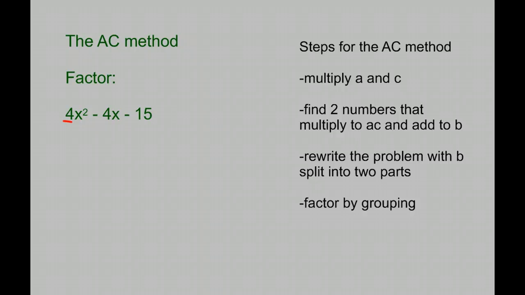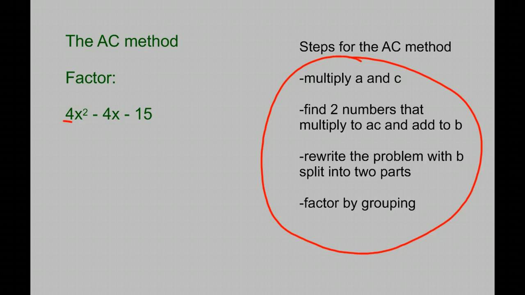How we factor that is we're going to follow these steps over here that are what are called the AC method. It's going to mix together all the different types of factoring we have done. We call it the AC method because you have A, B, and C, just like we talked about at the beginning. And our first step is to multiply A by C. A is 4, C is negative 15. That multiplies to negative 60.